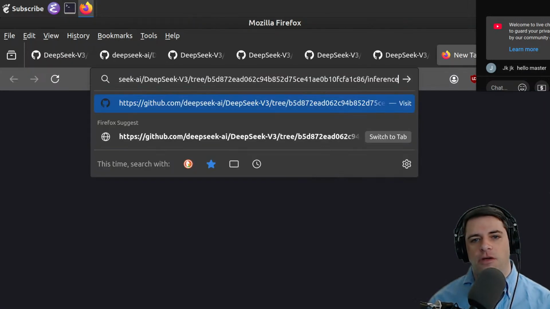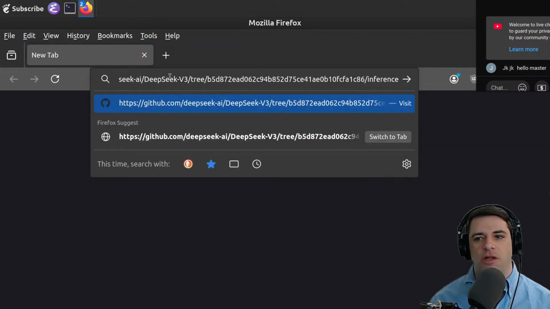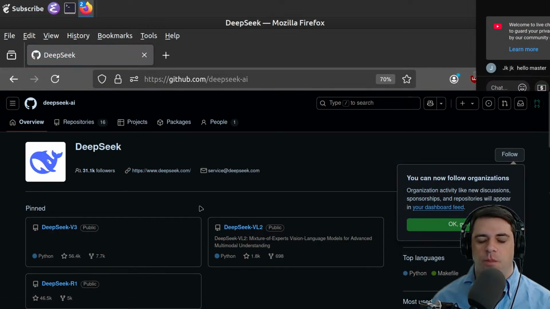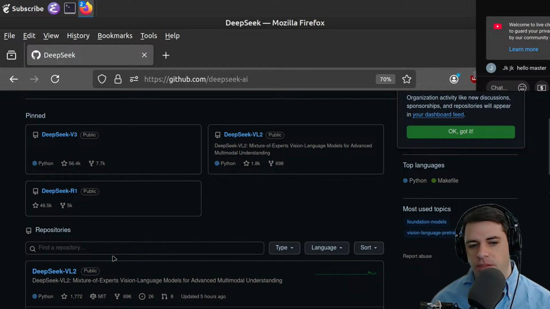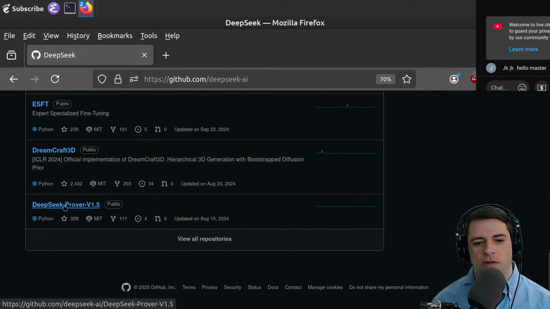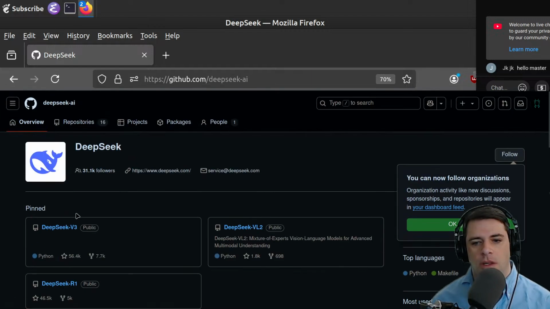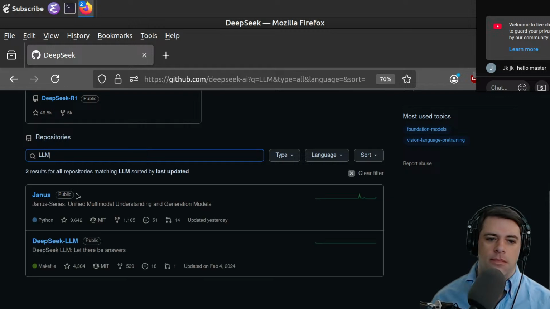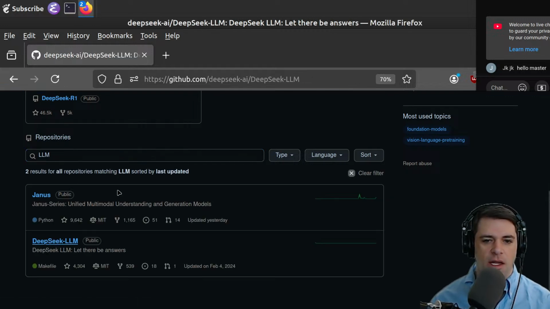I did see in the first Deepseek paper, which I very briefly looked at yesterday, that they said it was architecturally similar to Llama. So let's see if we can find that Deepseek LLM repo. Deepseek LLM.